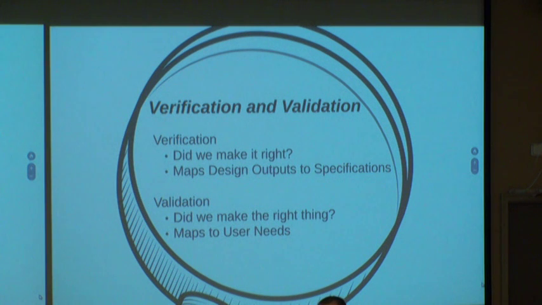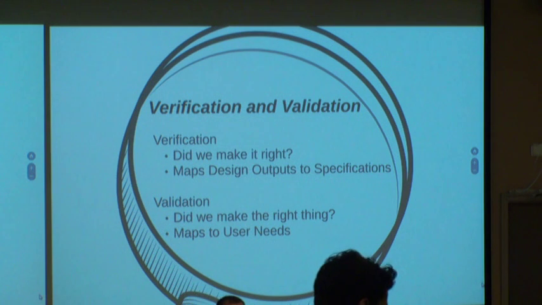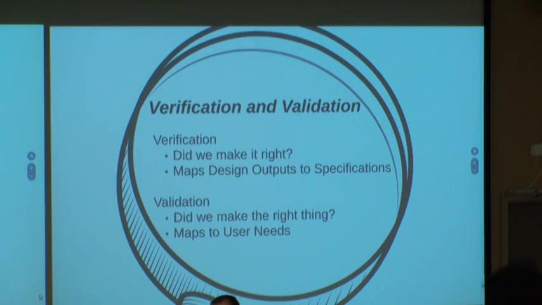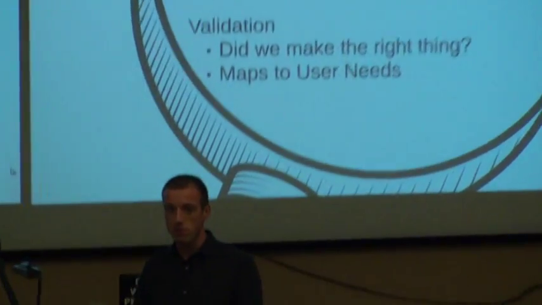There are very different types of testing that follow from those 2 things. Your verification tests will map back to your specifications. So when we talked about the design process, first we did user needs. Those were those broad functions of the project. And then we did specifications where we got more detailed, more specific, and we became quantitative, right? So your verification test to your specifications, your validation test to your user needs.